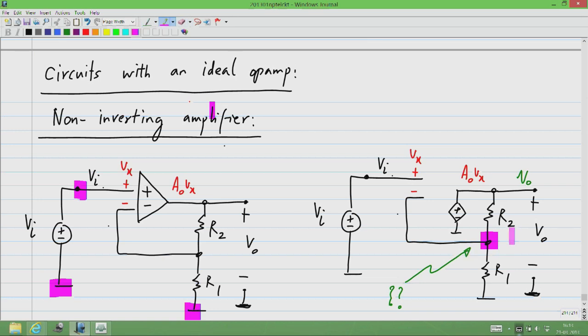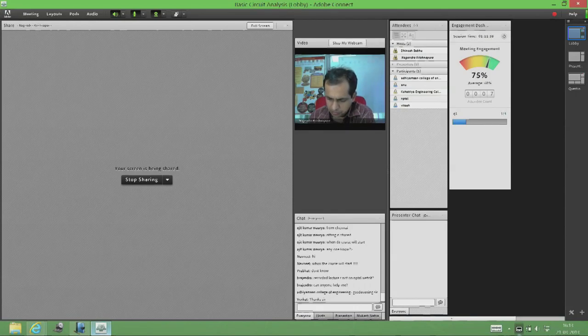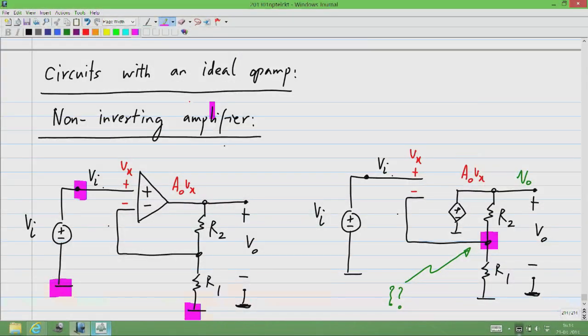Anyone? The voltage at this node, if the voltage here is V0. So it's very easy to calculate this. The current in these two resistors is the same because this is connected to an open circuit and no current is going there. So this current here is V0 by R1 plus R2. R1 and R2 are in series, and the voltage across this is this current times R1. So it is V0 R1 by R1 plus R2.